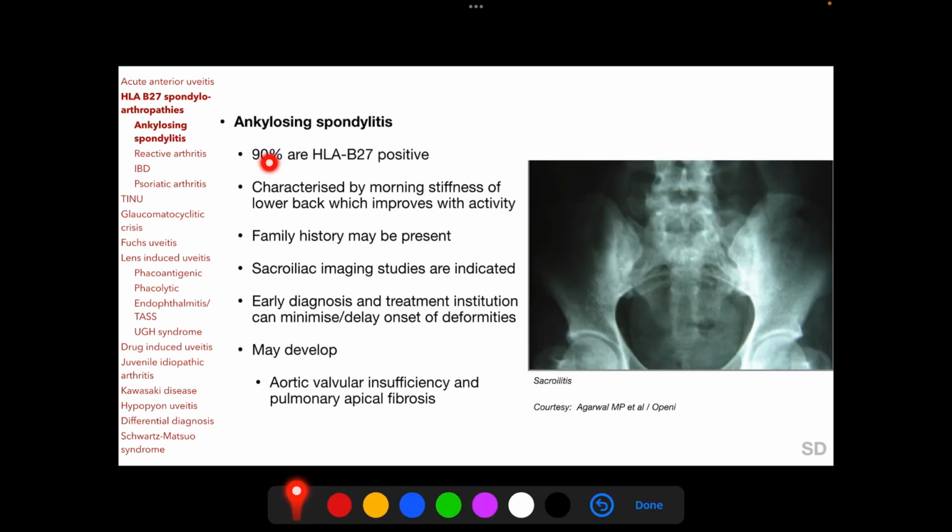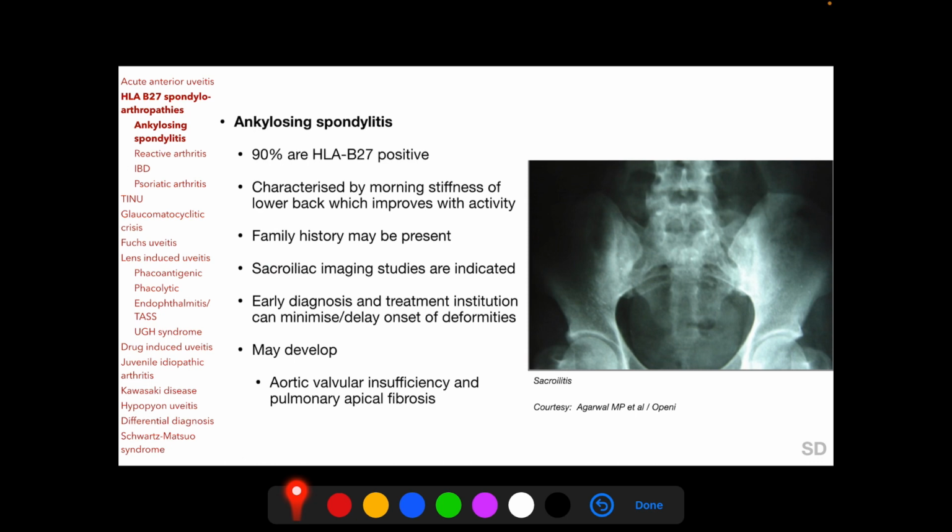90% of ankylosing spondylitis patients are HLA B-27 positive, and among the HLA B-27 spondyloarthropathies, ankylosing spondylitis is most closely associated with HLA B-27 positivity. It is characterized by morning stiffness of the lower back and hip joints, which improves with activity. Family history may be present. Sacroiliac imaging studies are indicated, as we have discussed in the previous slide. An early diagnosis and treatment initiation can minimize or delay onset of deformities.